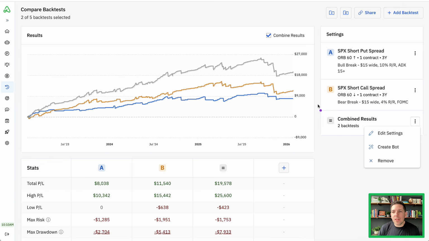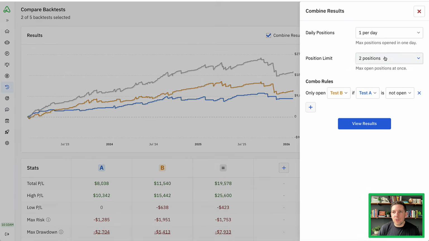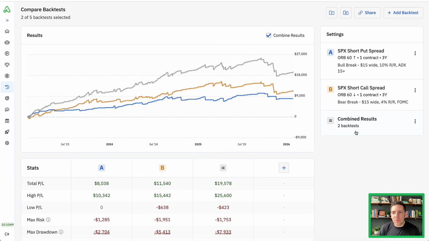All right, so how we create the bot for this combined backtest is actually pretty simple. We can go down to these 3 dots here, click this, and then we can create a bot right here. So what I want to do is just change one quick thing, which is just going to do 1 position per day, 1 position at any time. It's exactly the same results for this one because you're only opening 1 position if the other one's not open, but I just do that for clarity's sake.